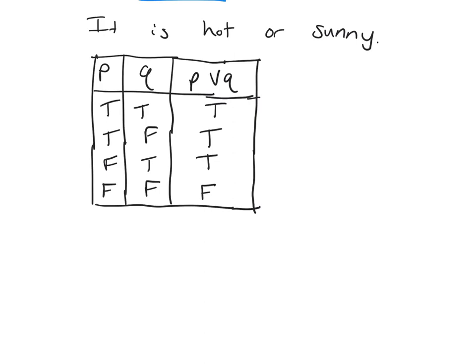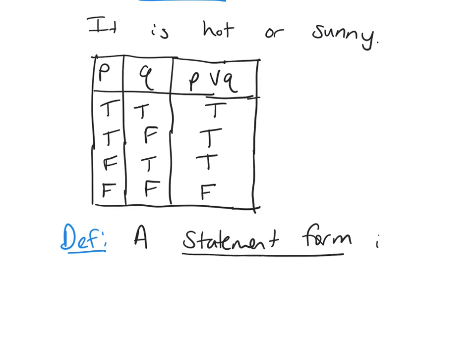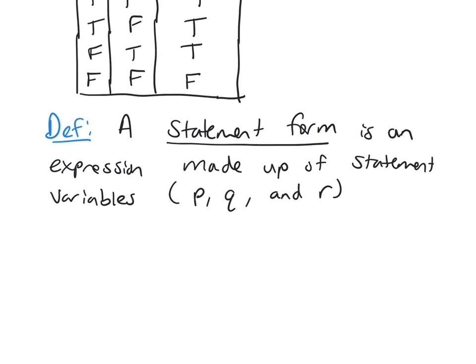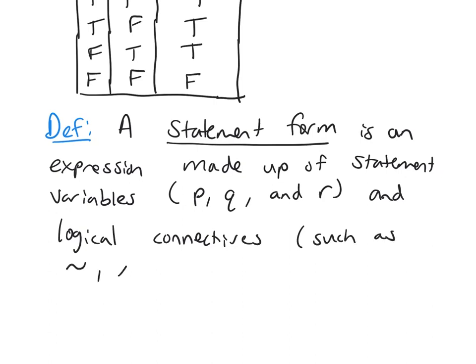Okay, so now we're going to write down another definition. A statement form is an expression made up of statement variables. So usually the letters that are used are P, Q, and R. And between these, you're going to use logical connectives such as not, and, and or.